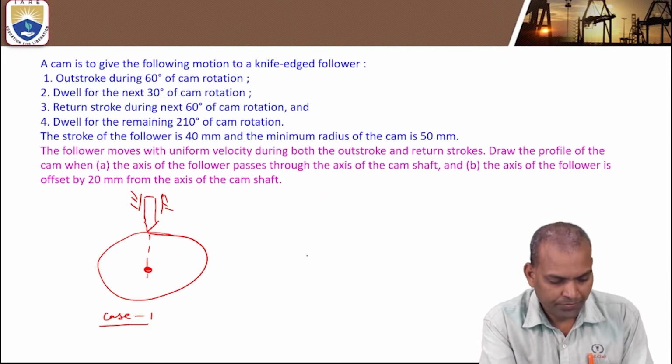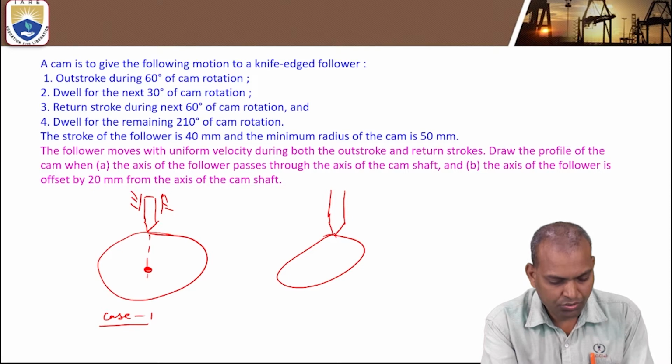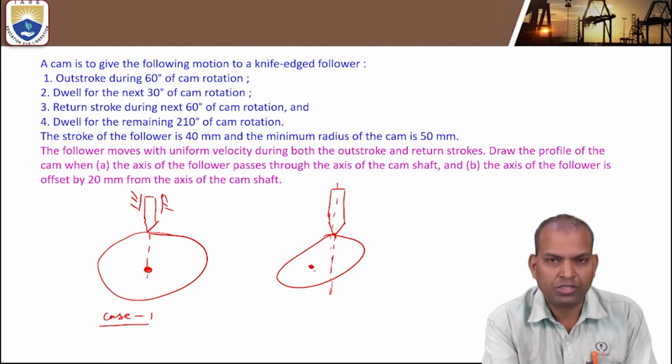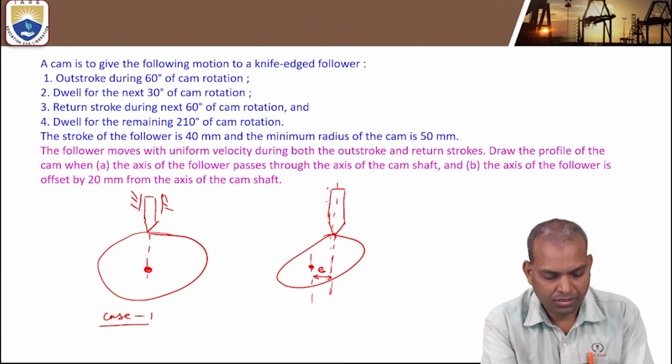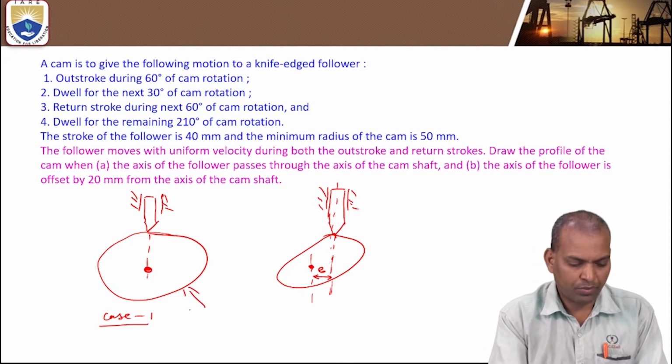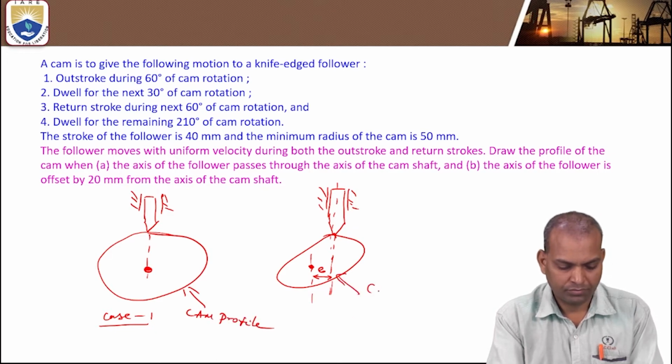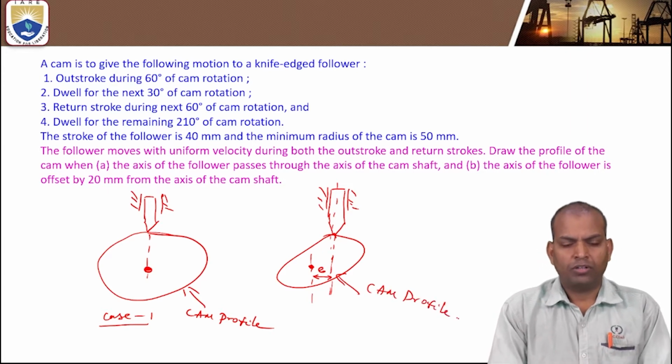Case two is offset. The axis of the follower is not passing through the center of the cam. This distance is called the offset distance. In these two cases, how to draw a cam profile? Okay, so let us begin.